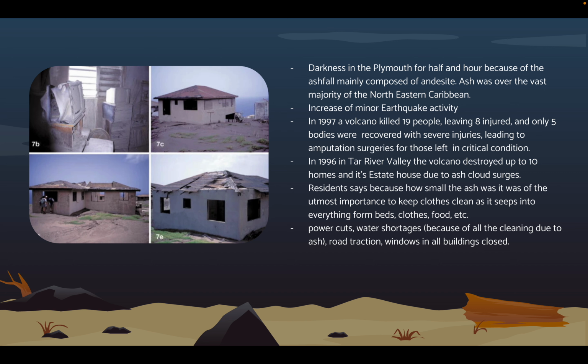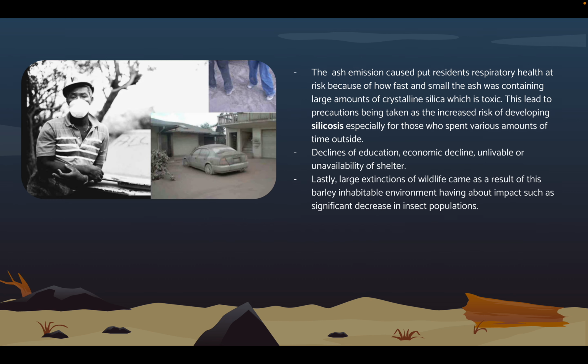So there was constant cleaning with the residents, right? And they would always keep their buildings closed because of how fast the ash would travel. And here again, I'm going to explain that the ash contained crystalline silica, which is very toxic to humans, right? So people were constantly at risk with respiratory health risks, especially silicosis. It's something you really don't want.